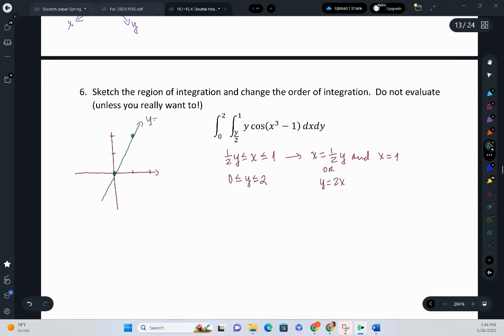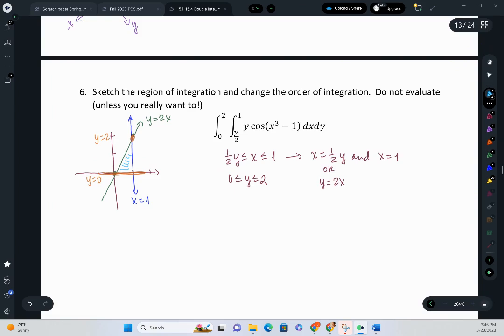So this is y equals 2x. X equals 1 is the vertical line going through 1. And then y equals 0, that's going to be the horizontal line through the x-axis. And y equals 2 is that intersection point where the vertical line and the slanted line cross. So we have our region of integration here now.